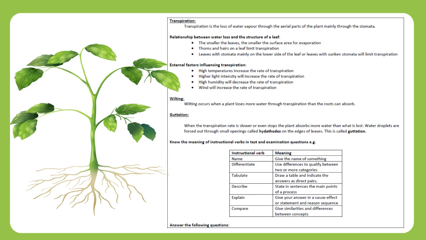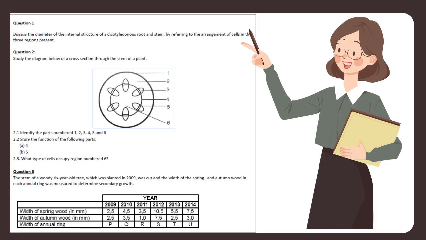Answer the following questions. Question 1. Discuss the diameter of the internal structure of a dicotyledonous root and stem by referring to the arrangement of cells in the three regions present. Question 2. Study the diagram below of a cross-section through the stem of a plant. 2.1 Identify the parts numbered 1, 2, 3, 4, 5, and 6. 2.2 State the function of the following parts. A. 4. B. 5. 2.3. What type of cells occupy region numbered 6?